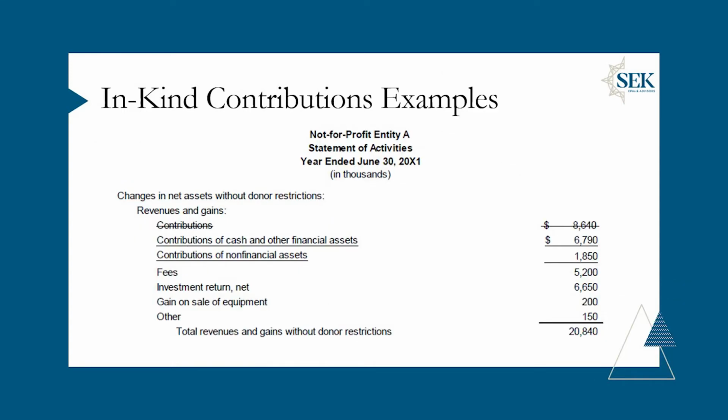So here's a couple examples. These are right from the standard. This is very simple, but the statement of activities goes from a single line of contributions, which is now gone, to contributions of cash and other financial assets, and then contributions of non-financial assets. So it's very simple, just breaking that contribution line into two more specific lines.